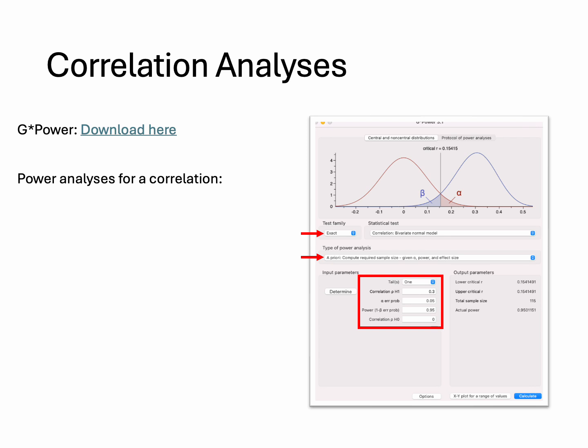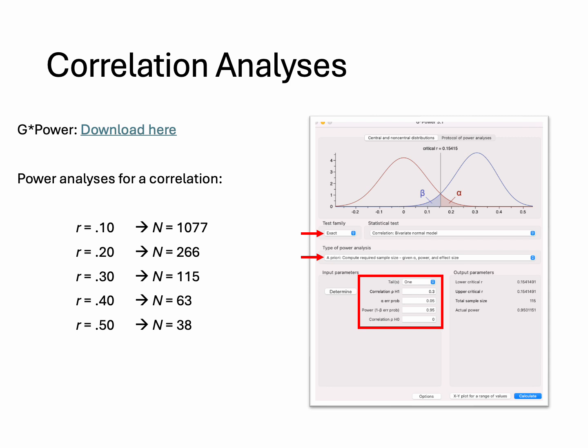Then we can just click on calculate on the bottom right, and the result here now for a correlation of 0.30 would be we need 115 participants. You can also see this in the software output on the right where it says total sample size 115.